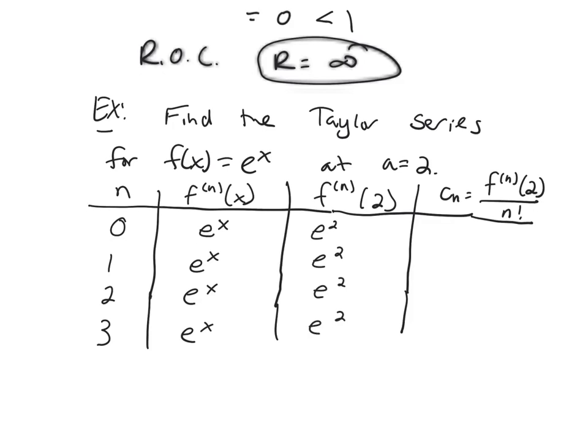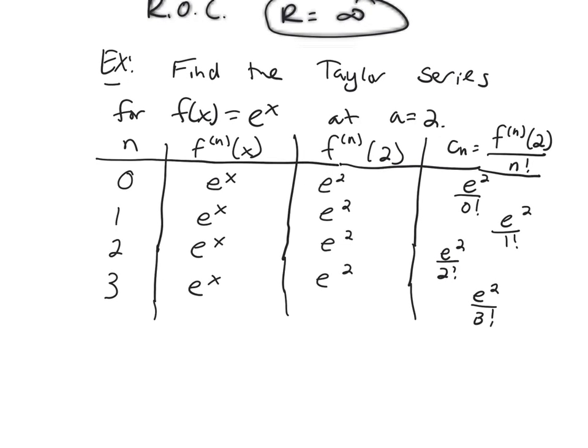And now you're just going to take the entries in this third column and divide by n factorial. So it's going to be e squared over 0 factorial, e squared over 1 factorial, e squared over 2 factorial, e squared over 3 factorial. These are our coefficients of our Taylor series right here.